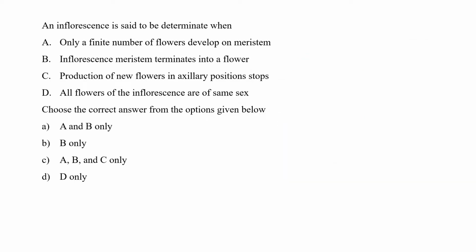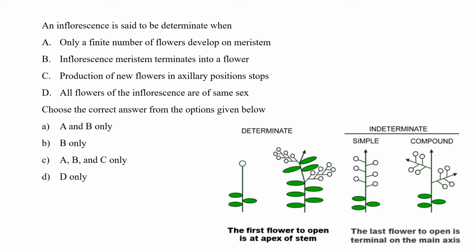The next question is, an inflorescence is said to be determinate when only a finite number of flowers develop on meristem. Inflorescence meristem terminates into a flower. The production of new flower in axillary positions stop, or all flowers of inflorescence are of same sex. Now let's have a look at this figure here. The arrangement of flowers on floral axis is known as inflorescence. The inflorescence is classified into two main types: racemose inflorescence, which is indeterminate inflorescence, and cymose inflorescence, which is determinate inflorescence.